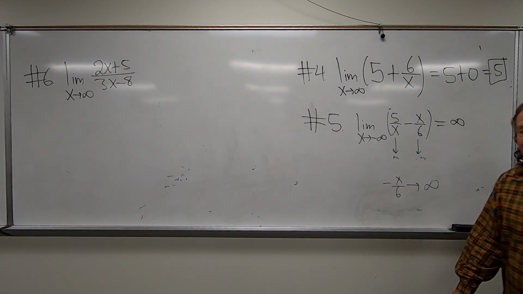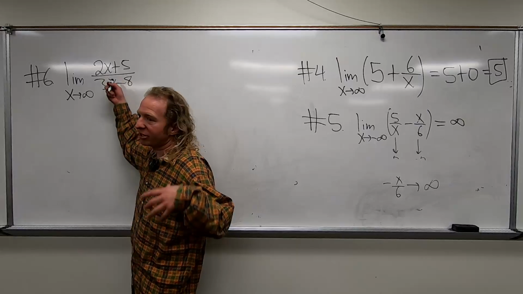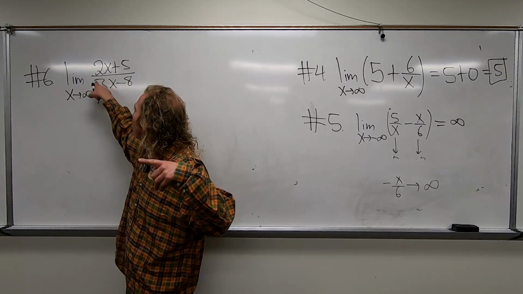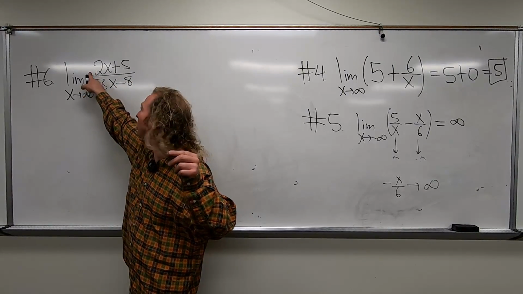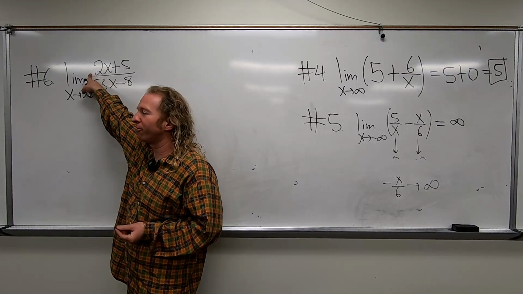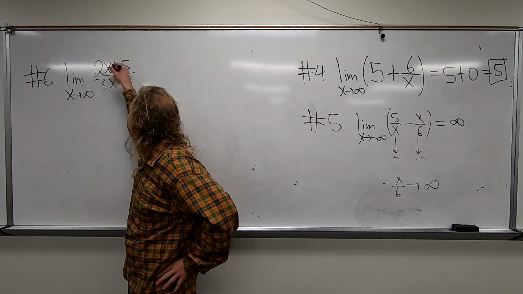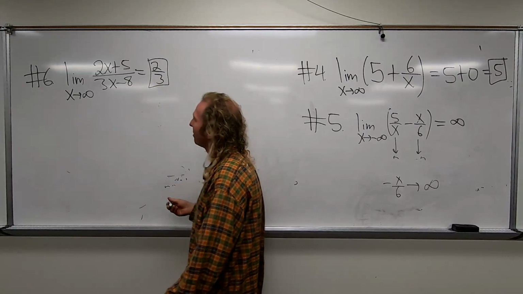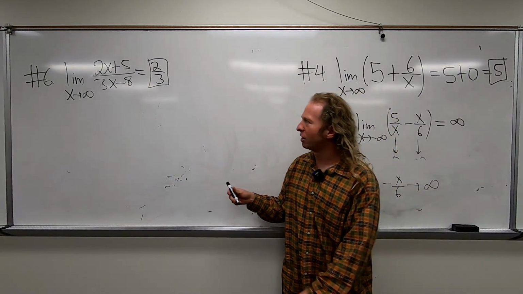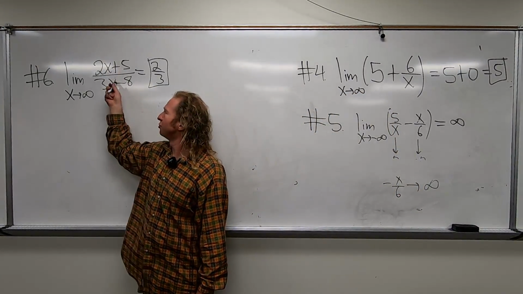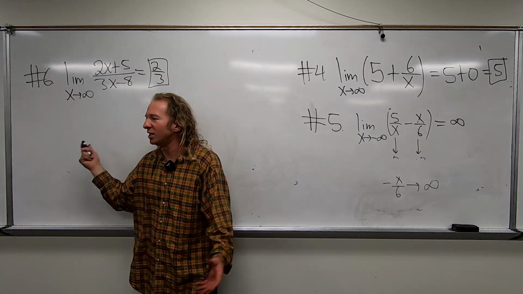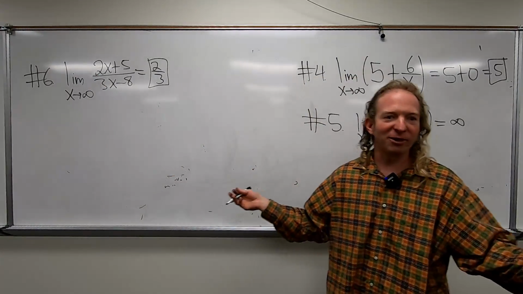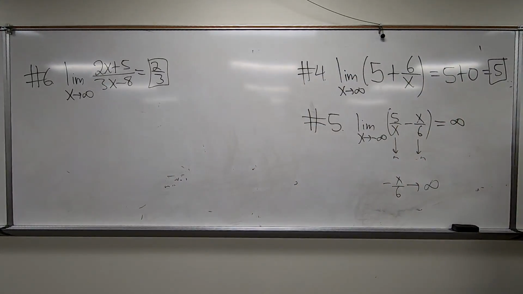2 over 3. Very good. Because the degrees are the same, the answer is the ratio of the leading coefficients. These are called leading coefficients because they are the numbers in front of the terms that have the highest degree. So 2/3. So when someone asks you, why is it 2 over 3? You can say, because the degrees are the same, the answer is the ratio of the leading coefficients. It's a really easy way to say it without having to write down a formula. Ratio of the leading coefficients.